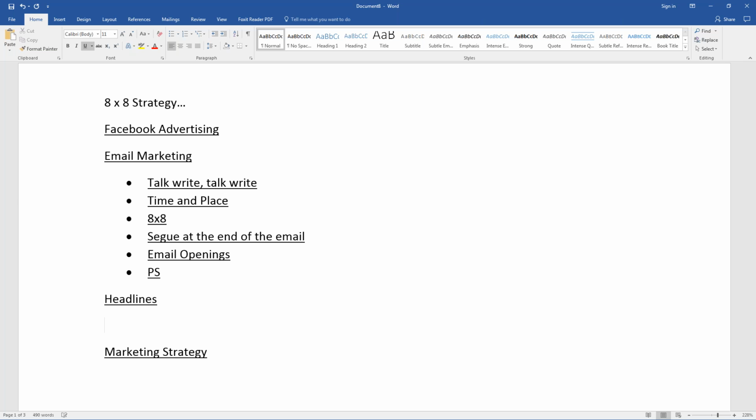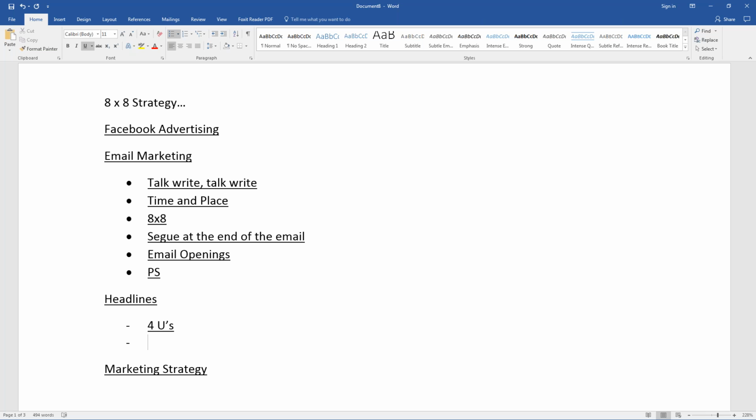Likewise with headlines, I could talk about the 4 U's, which is useful, just in case you're interested. Useful, unique, urgent, ultra-specific. That's what you want your headlines to do, and it's the same with your email subject lines. Is it useful? Is it unique? Is it urgent? Is it ultra-specific? I'll touch on that a bit later if we have time.